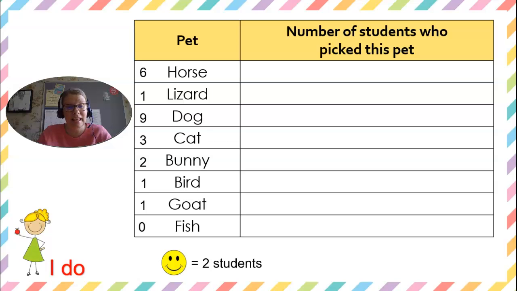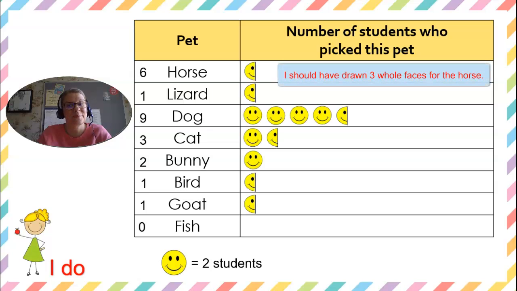Here is what it looks like when the smiley face represents 2 students. So it's much more condensed. It's not such a big amount of smiley faces, but you could still see that the dog got more votes. You could still see that the cat got more votes than the bunny, but it's just represented in a more condensed way. All right, so this is what my half smiley faces look like.